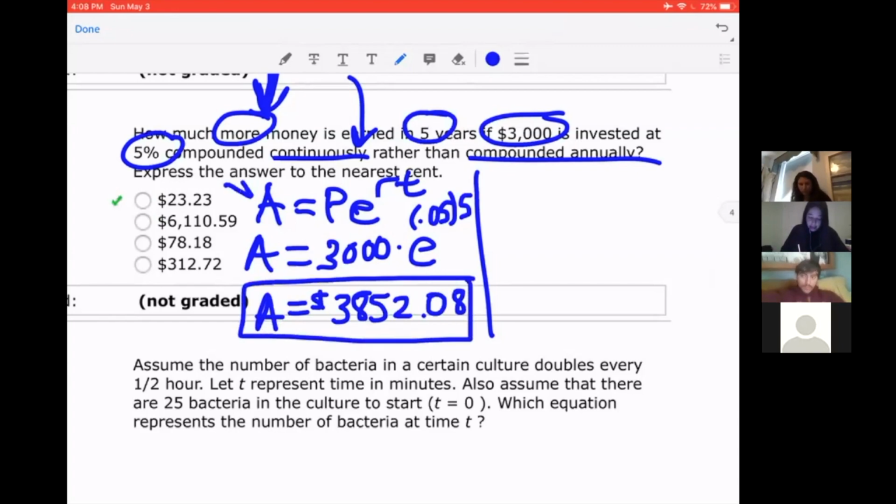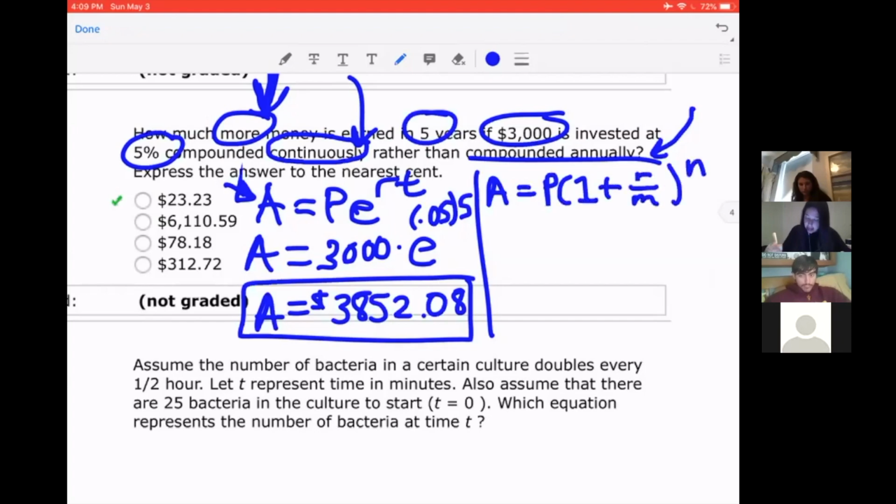And again, this formula, the PERT formula, just comes from our formula sheet, and making sure that you see that word continuously and take that hint to use that PERT formula. All right, so that word continuously, super important. Now for the second one, if it's compounded annually, we're going to have a totally separate formula. A equals P times (1 plus r over m) to the nt, okay? Because remember, if it's compounded annually, that means 1 time per year, all right?